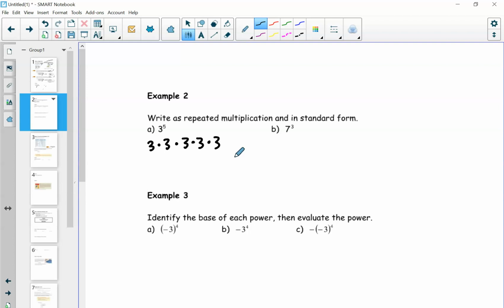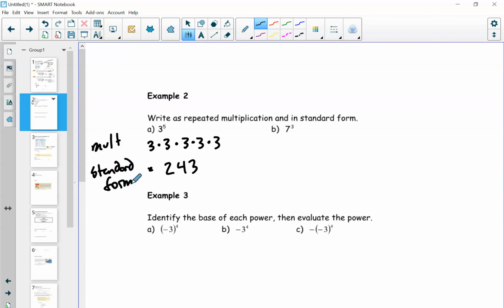You should be able to find a power button on your calculator. But if you can't, you can just multiply on your calculator as many times as you need to. So for this one, I'm just going to go 3 times 3 times 3 times 3 times 3. I think that's 5 of them there. 1, 2, 3, 4, 5. And the answer is 243. So writing this in standard form would be 243. I'll just write that down: this is the multiplication part, and this is the standard form part.